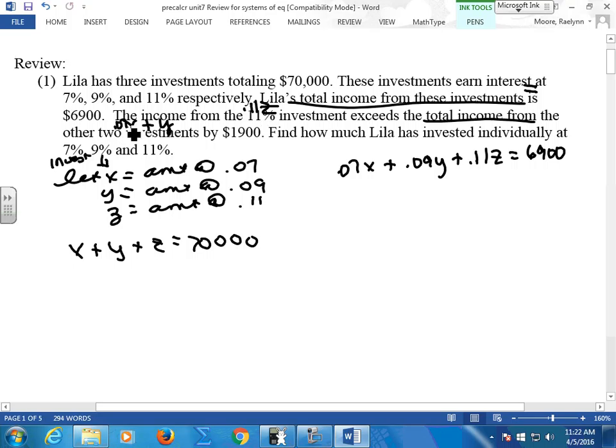0.11, 0.07, 0.09. Okay? Now what am I doing with this 1900? It's going to add to the x and y because it's more than. Okay, good. The 11% exceeded that total by 1900. It means even when you add the X and Y incomes together, they're still 1900 short. So you have two choices. You could either add it to the X and Y, or you can subtract it from the Z. So since Monasia came up with this, we're going to add it to the X and the Y.